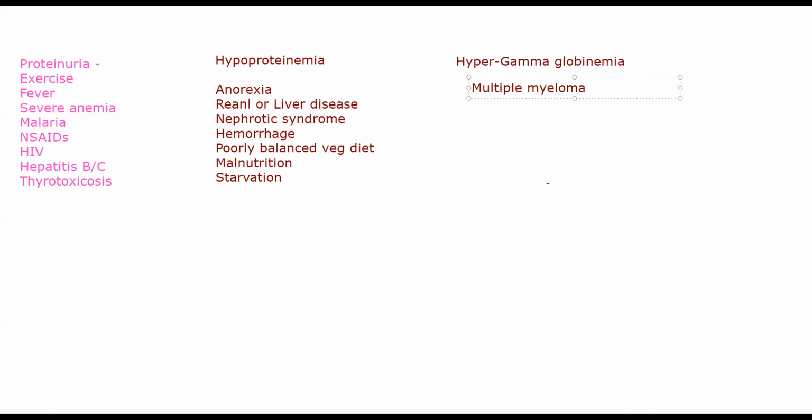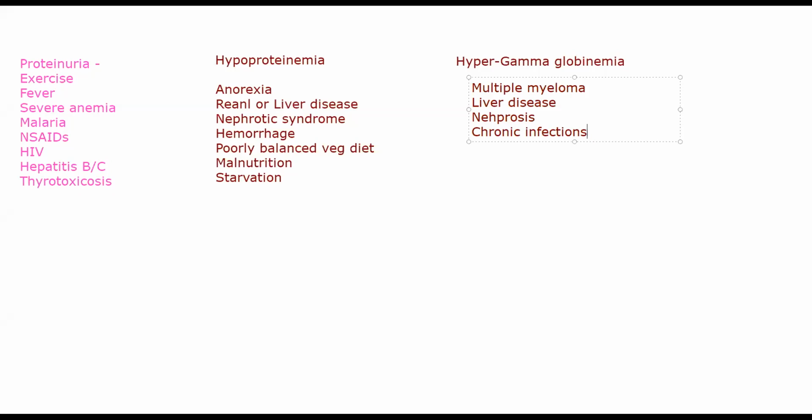Okay, multiple myeloma is a problem in which you have a cancer of plasma B cells. There will be an excessive number of plasma B cells, hence you will get excessive immunoglobulins. Then you have liver disease, nephrosis, and some chronic infections. In all of these, you will see a spike in immunoglobulins.